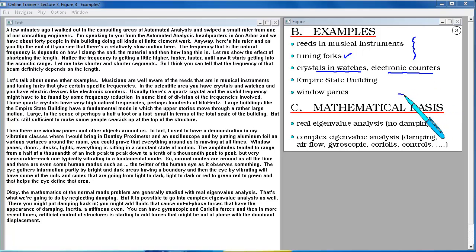Large buildings like the Empire State Building have a fundamental mode in which the upper stories move through a rather large motion. Large in the sense of perhaps a half a foot or a foot. Small in terms of the total scale of the building, but that's still sufficient to make some people a little bit seasick up at the top of the structure. Then there are window panes and other objects around us.